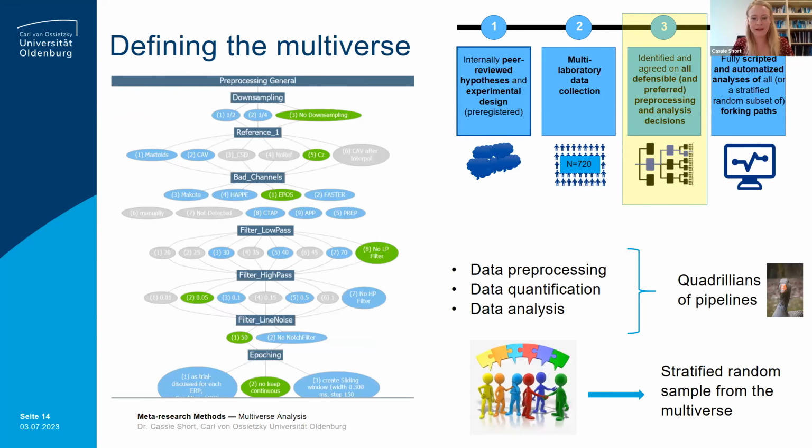And yeah, this is kind of then an example of what we would have. So you have here a different step in the multiverse, and if it's grey, then it was considered but deemed not defensible. If it's green, we considered it not only defensible but the preferred option, and then blue are the defensible options that we would then explore in a multiverse. So we covered data pre-processing, data quantification, and also data analysis.